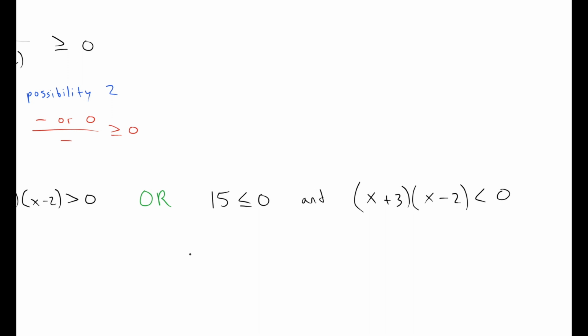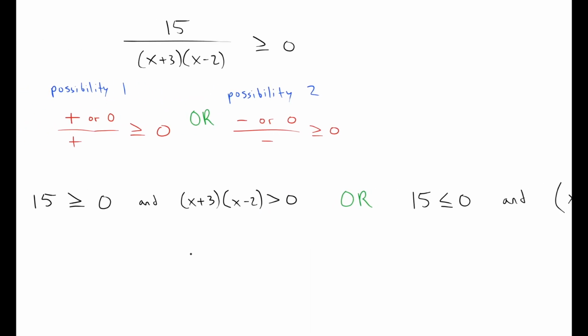Okay, so I think we get that. That looks good. So now let's see which of these statements is true, which is false. Like, what are the solutions to these statements? So this one is just always true. 15 is a positive number, so it's greater than or equal to 0. So we're all set with that.